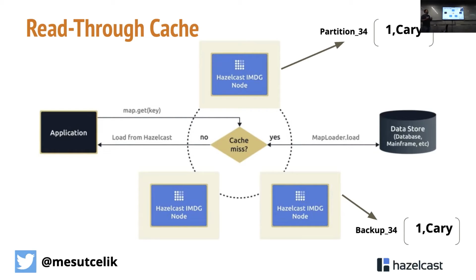So why do we do that? We do that because if one member crashes, let's say the one holding the backup, then the primary will send the backup to another member. And if the primary crashes, then the backup will be promoted to primary, and it will send the backup to another member. So this is the partitioning of the data, and this is how Hazelcast keeps the data in the cluster.